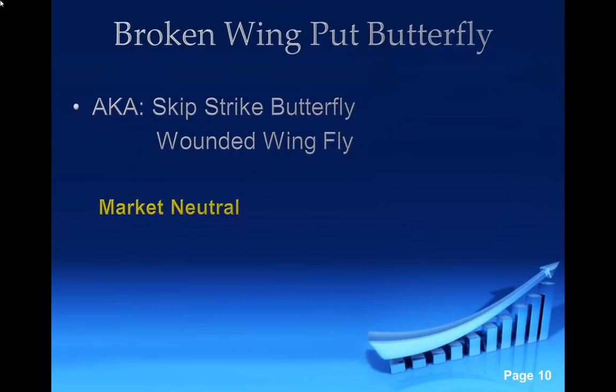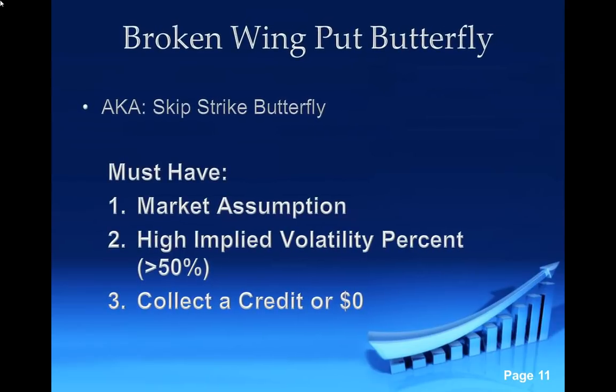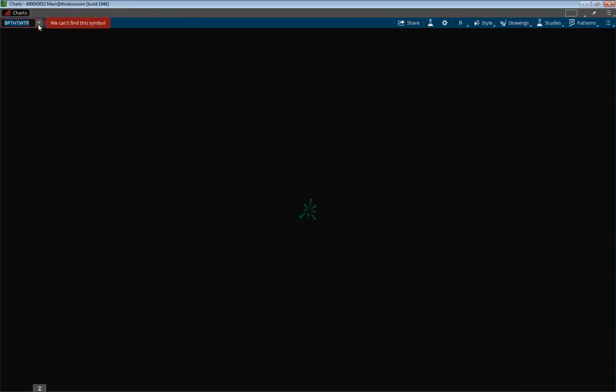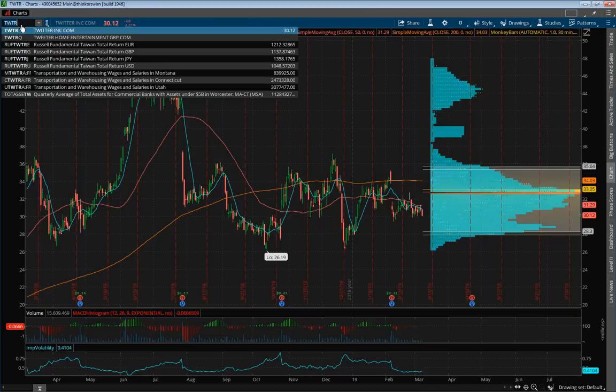All right. So a couple of other things we have to look at: not only having that neutral market assumption, but with the broken wing put butterfly, we need high implied volatility percent, above 50. The reason why is that implied volatility for any given underlying acts like anything but the example JP showed us before the start of the day, with a trade that goes from 0 to 70 on any given day. But let's just look at, say, Twitter. It's the first thing that's coming to my mind, but we could look at just about any stock.